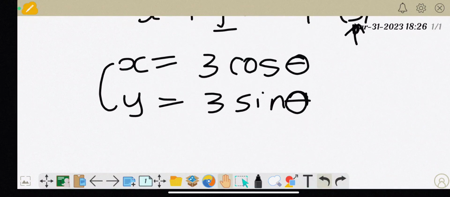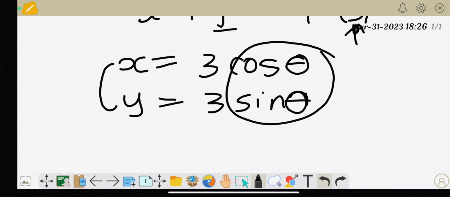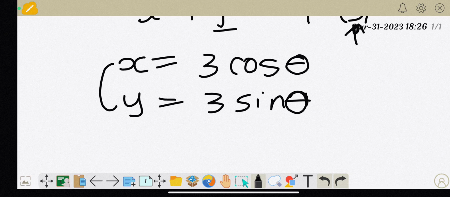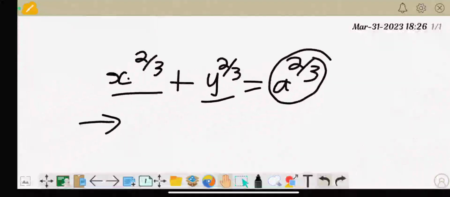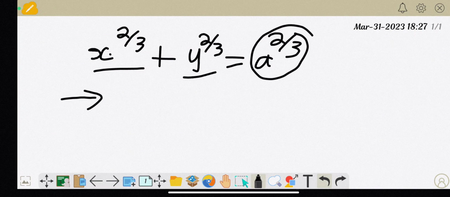So that's why it is cos theta and sin theta. You understood this, right? Yes, sir. Okay. So here, how will you apply parameterization? If you take cos theta and sin theta, it won't work. Why? Because the power is 2 by 3.